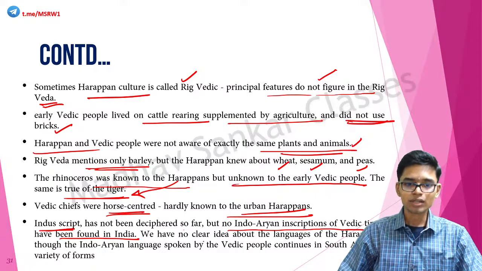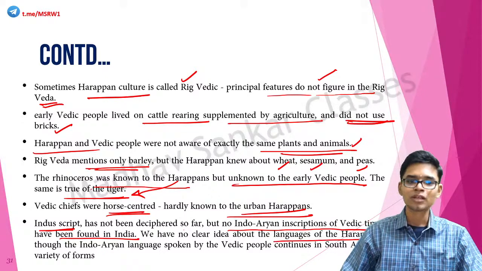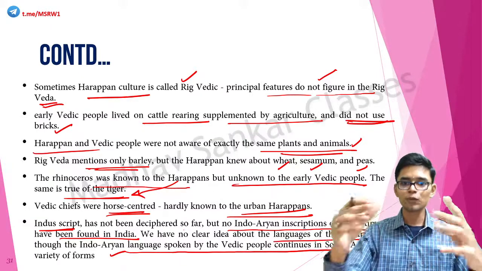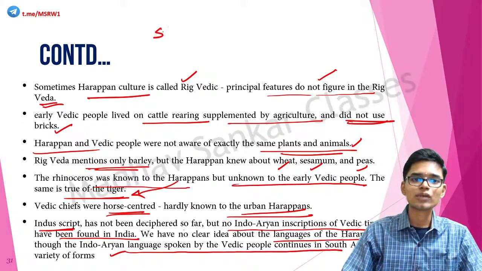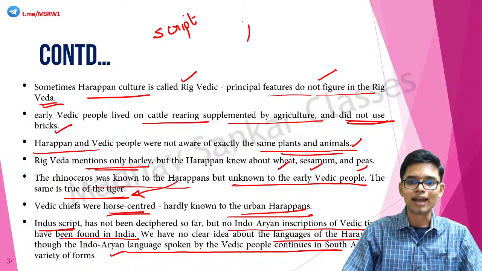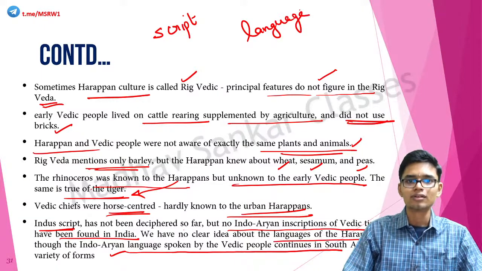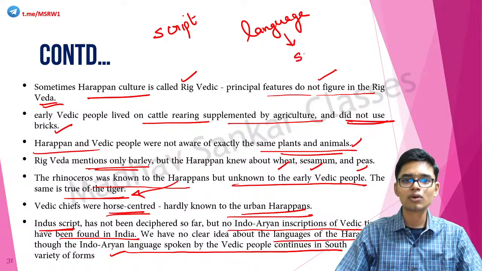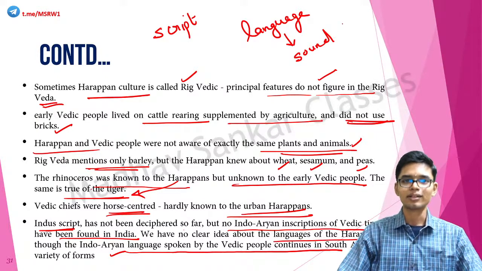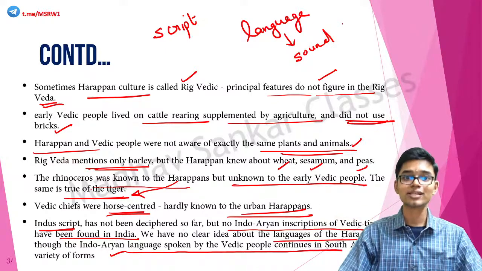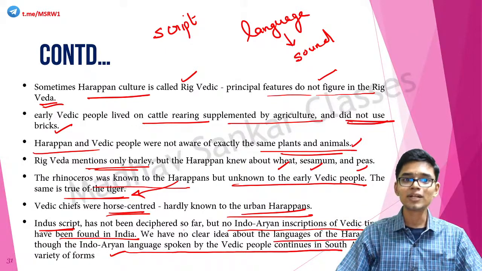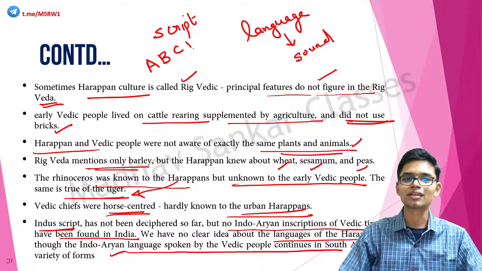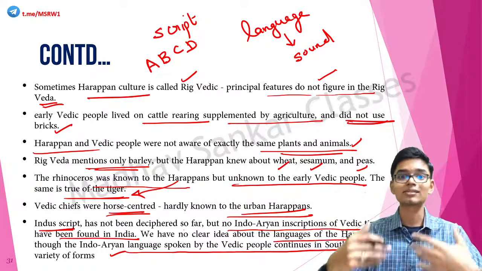We have no clear idea about the languages of Harappans, though the Indo-Aryan language spoken by Vedic people continues in a variety of forms. I hope you understood the difference. There is a difference between script and language. These two are different things. Language is most closely related to sound. What I am speaking now is English. That is the English language. The script is the alphabetical representation. This is the script. The sound, the thing that I am speaking, that is the language.